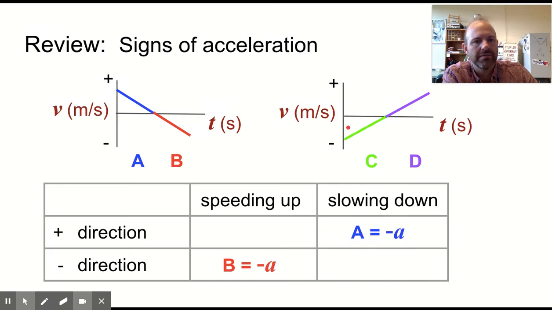On this V versus T graph, we look at C, where we start with a negative velocity and we go positive. That is a positive change, or a positive acceleration, slowing down in the negative direction. And finally, for D, the only missing piece, we start at zero velocity and we go to a positive velocity. So that's going to be positive acceleration.